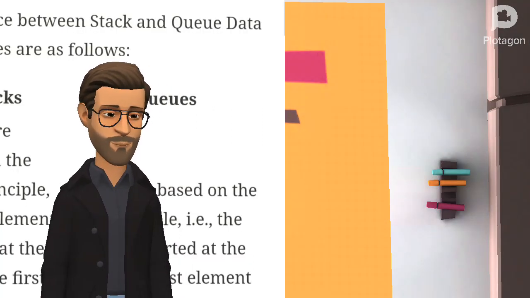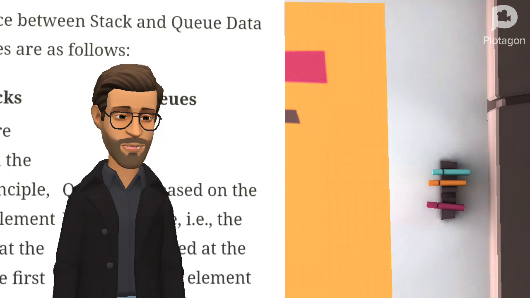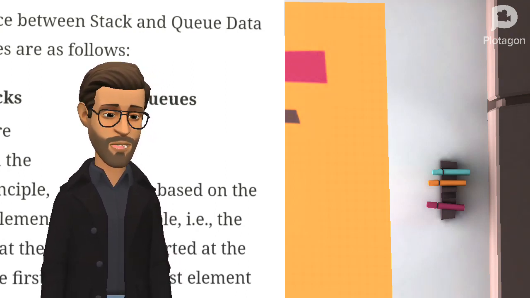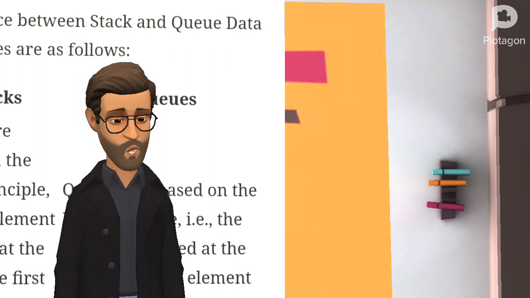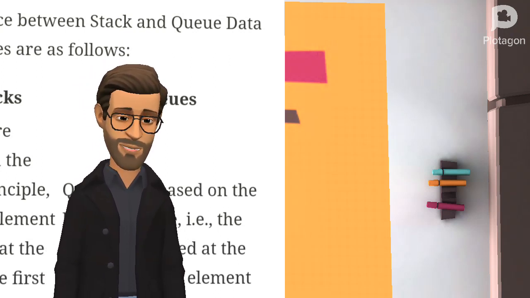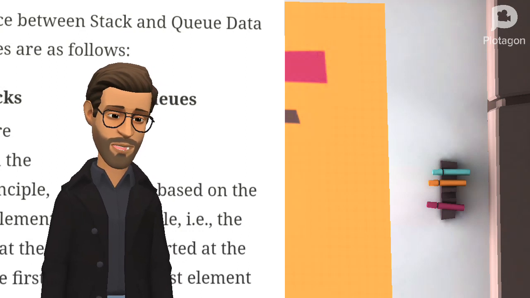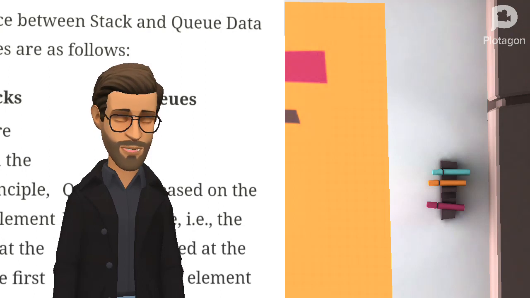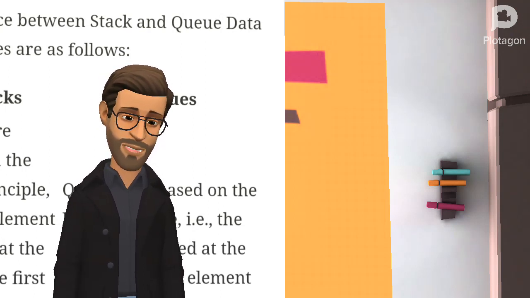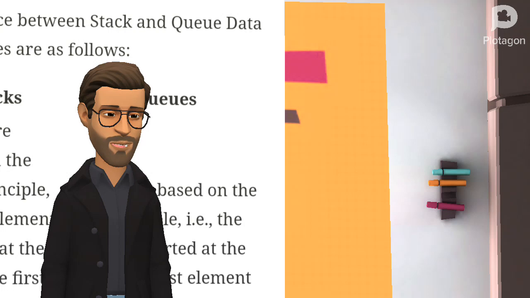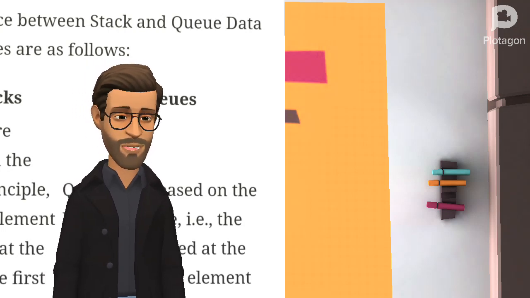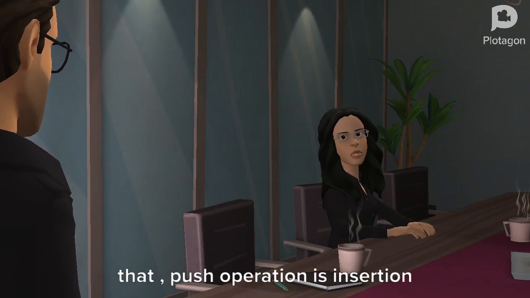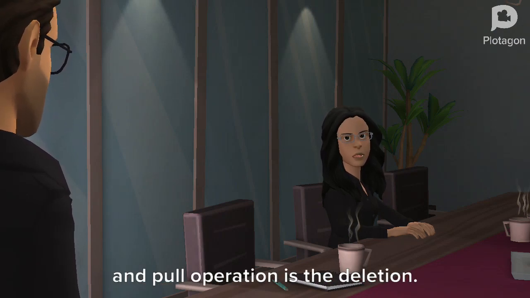First of all, the stack data structure is a linear data structure that follows the principle known as LIFO, last in, first out. Stack is an ordered list in which addition of a new data item and deletion of an already existing data item is done from one end known as the top of the stack. In stack there are two operations to be made possible, that is, insertion and deletion, called push and pop operations. The two operations on stack mean that push operation is insertion and pop operation is the deletion.